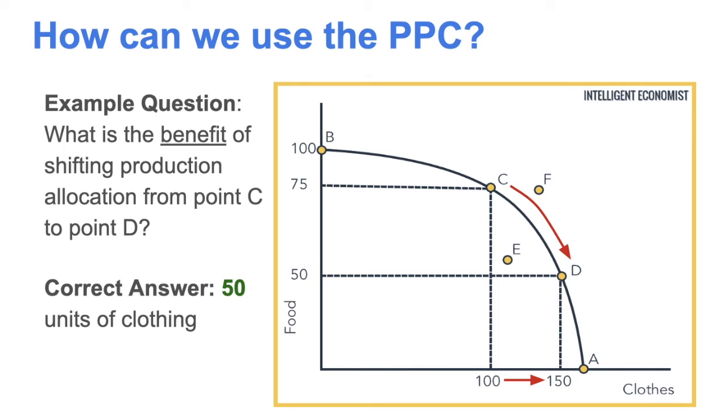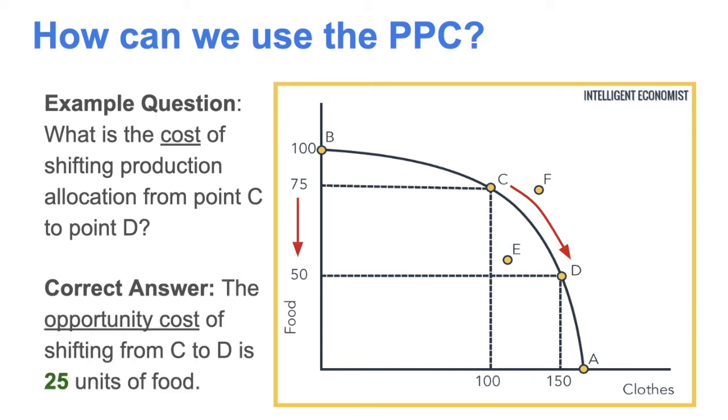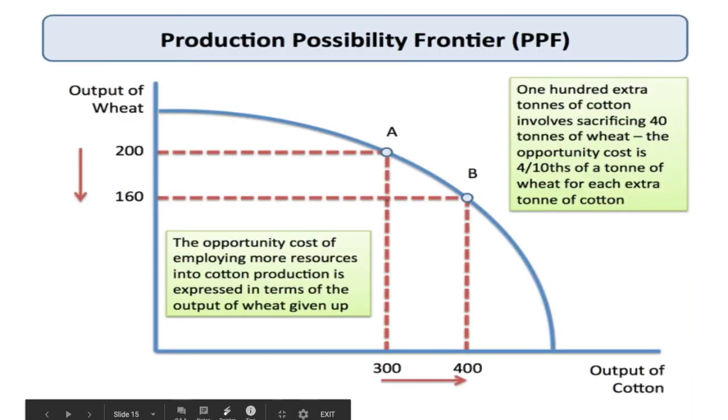Okay. So as we move from point C to point D, we have to give something up. It's an opportunity that we're missing out on, or in other words, an opportunity cost. So here we see the answer to that question. What is the cost of shifting production allocation from point C to point D? The opportunity cost would be 25 units of food.